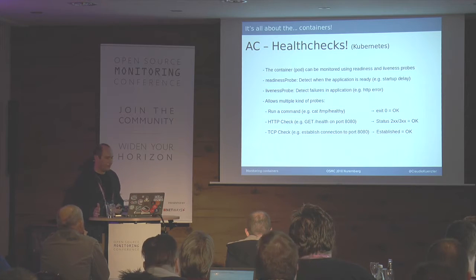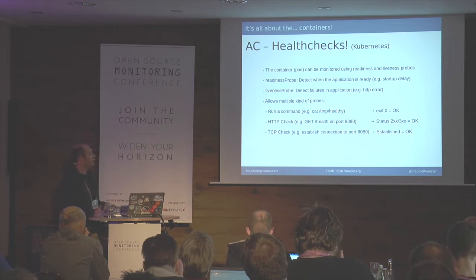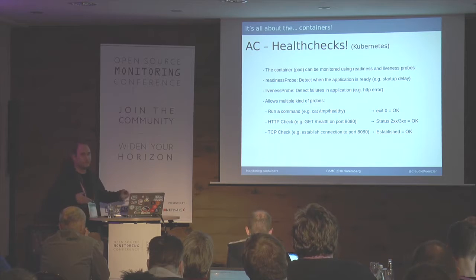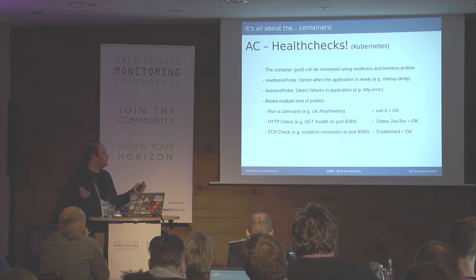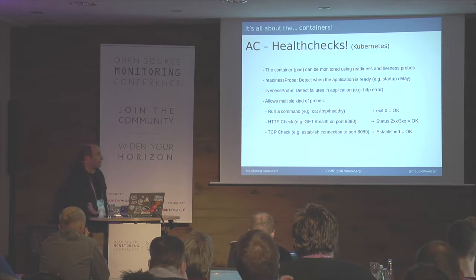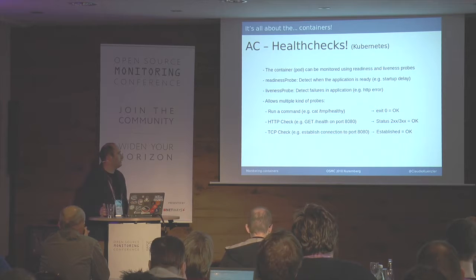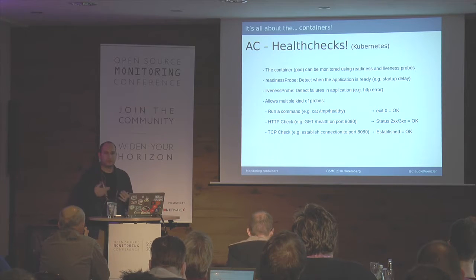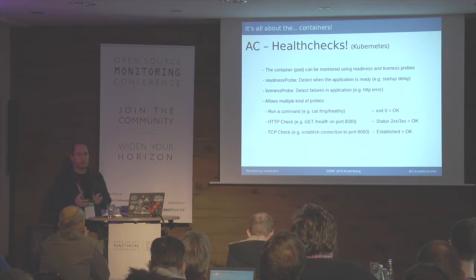In Kubernetes, we currently have three different ways to configure a probe. We can run a simple command just inside the container, for example check if a file is available or if it's not there. We can make HTTP checks inside the container, so even when there is an internal port only, Kubernetes goes into the container and makes these checks for you. And a really basic TCP check to just see if the connection can be established to a certain port.